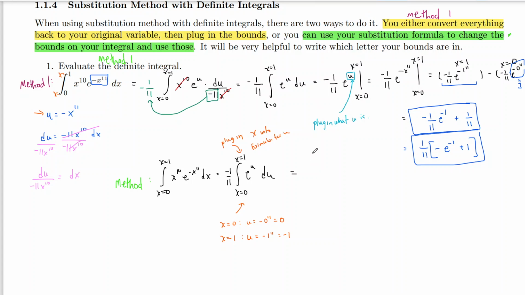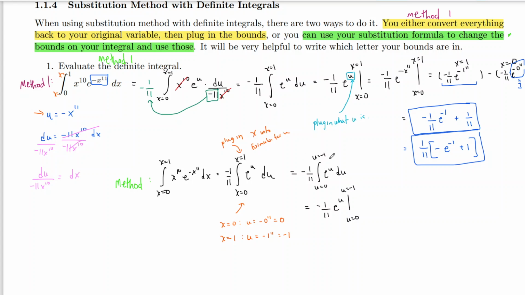Now when we integrate, I'm not going to actually integrate yet. I'm going to plug in those bounds. So I have negative 1 over 11 in front. In place of x equals 0, I now have u equals 0. In place of x equals 1, I have u equals negative 1. And we have e to the u du. So all I did was I substituted on the integral the bounds from our formula. But the nice thing is after you integrate this, we get negative 1 over 11, and the integral of e to the u is e to the u.